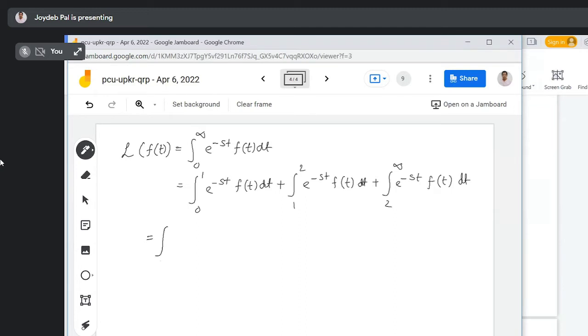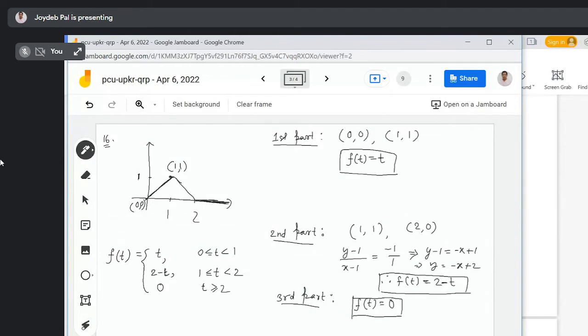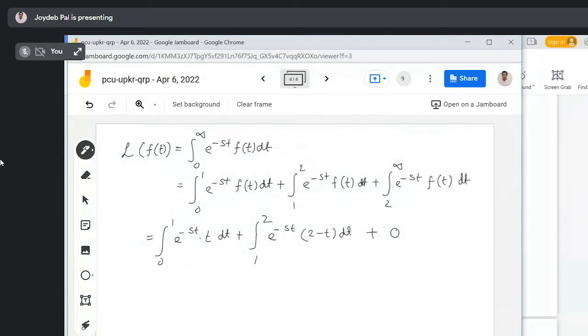Now you put the function for each interval. So the 0 to 1 case, it is e to the power minus st into t, right? In the 0 to 1 interval, f(t) is t. And in the 1 to 2 interval, 2 minus t. And the last, the function is 0 for t greater than 2. So we only have these two parts, you just solve these two integrations. Okay, rest is your work.